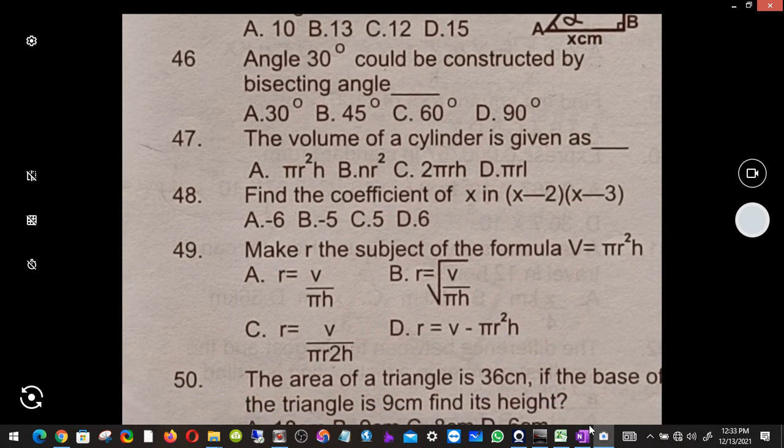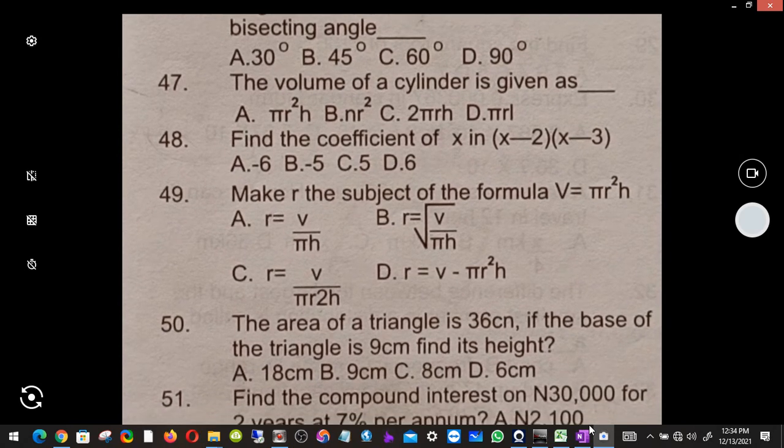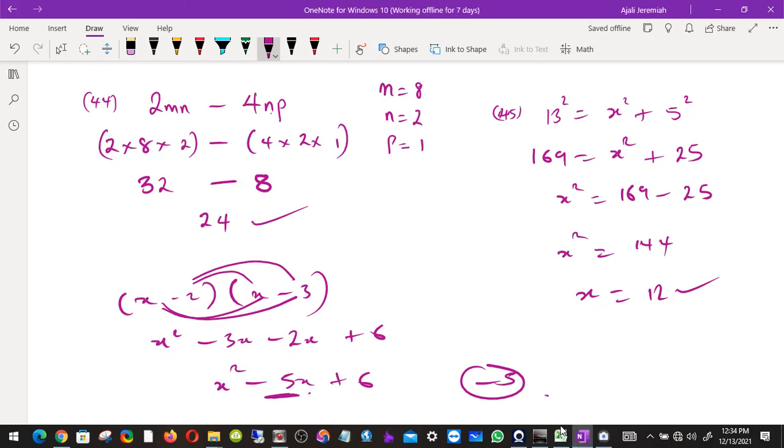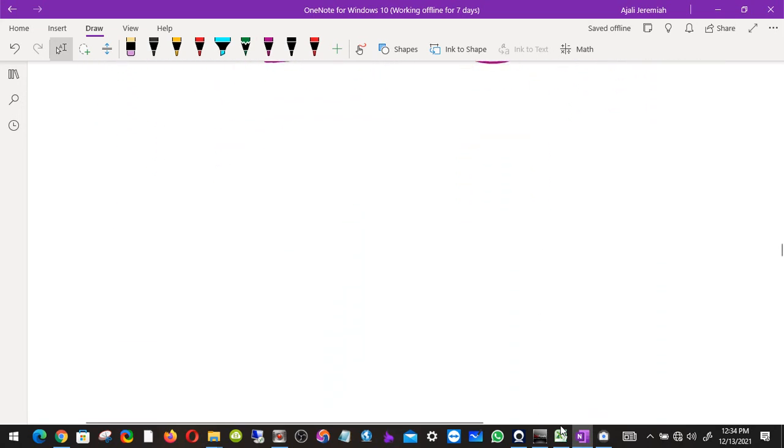Okay, number 49. Make r the subject of the formula. V equals pi r square h. I want to make r the subject of formula. What formula is this, please? It's the volume of a cylinder. We can calculate the curved surface area of a cylinder.